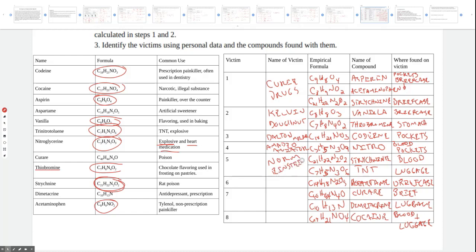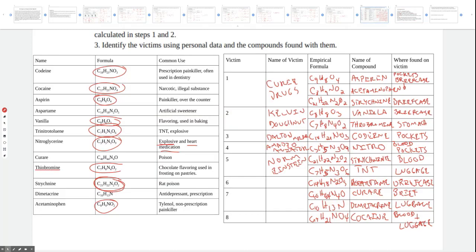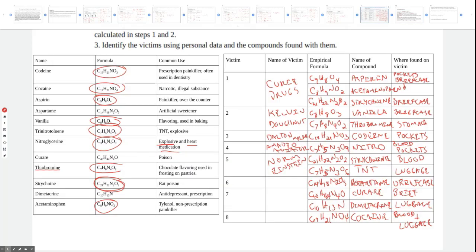All right. Last couple people here. Somebody who has aspartame in their briefcase. Aspartame is an artificial sweetener. If you like diet soda, you know what it tastes like. And if you don't like diet soda, you probably really know what it tastes like, because it's the stuff that makes diet soda taste terrible if you don't like it. Someone who's addicted to sugar-free drinks would be exactly the sort of person who would have something with artificial sweetener in their briefcase, and that's Boar Diet, as in boring diet soda.